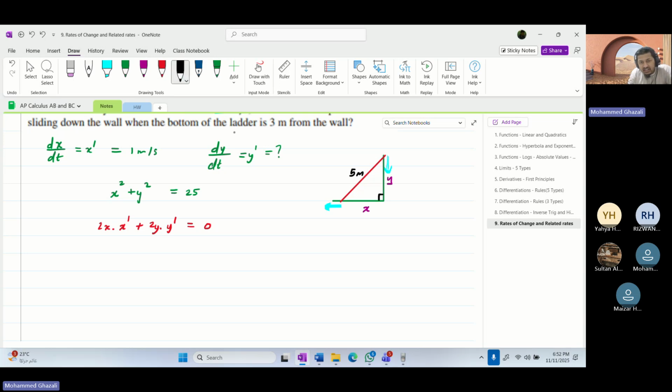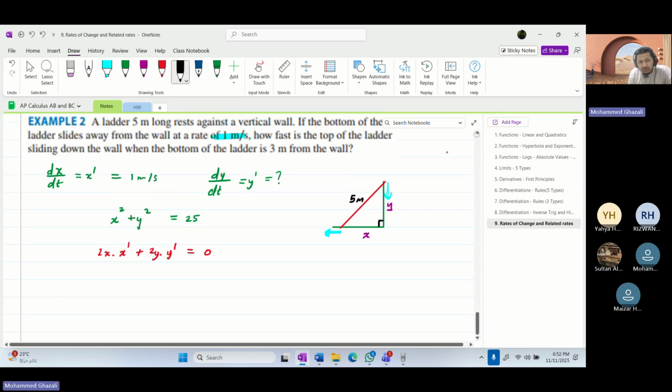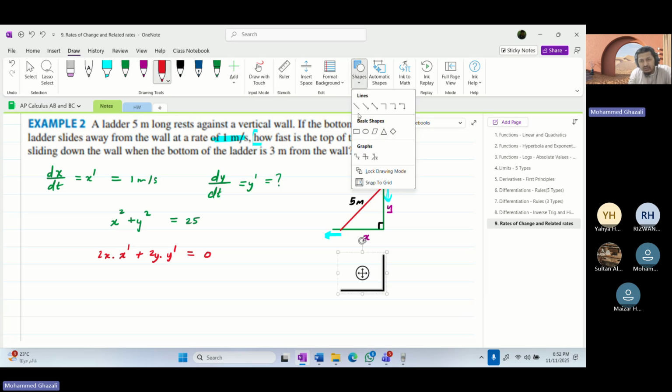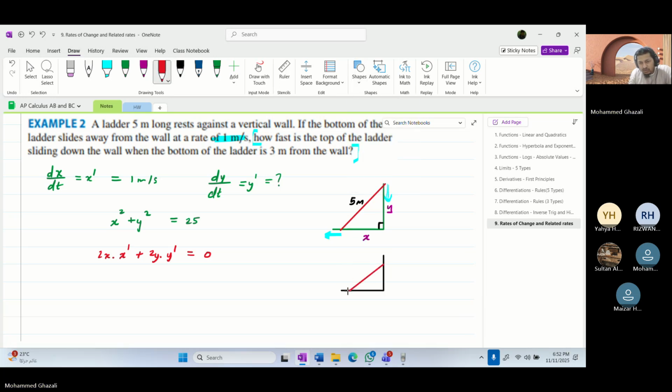Now, read the last part of the story here. See what it says. How fast is the top of the ladder sliding down the wall? So that's your question. I need to draw another triangle now and fix it at a certain point. What he's saying is that the ladder is still 5 meters. How fast is the top of the ladder sliding down the wall when the bottom of the ladder is 3 meters from the wall?